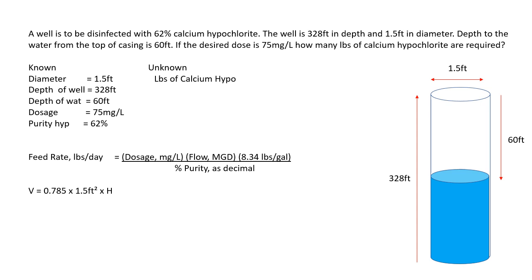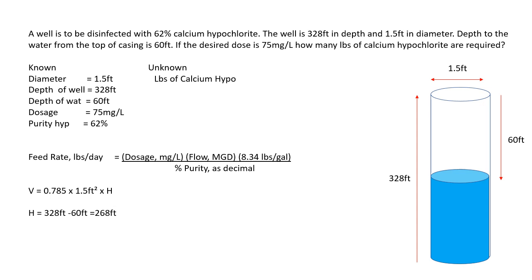So they told us the total depth of the well is 328 feet and that the water is 60 feet from the casing, so from the top. So you have 60 feet of empty space. So we're going to have to subtract that 60 feet from the 328 feet depth of the entire well. So you have 328 feet minus 60 feet, and that gives you a water level of 268 feet.